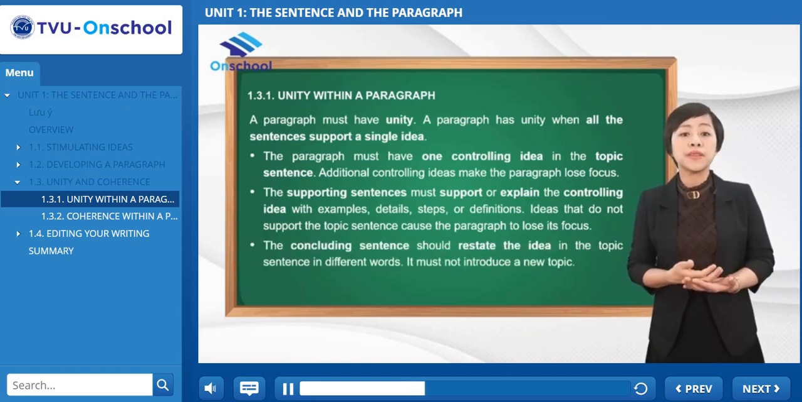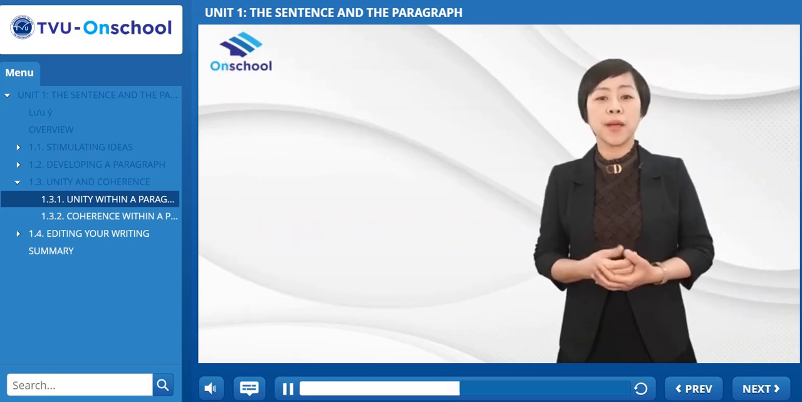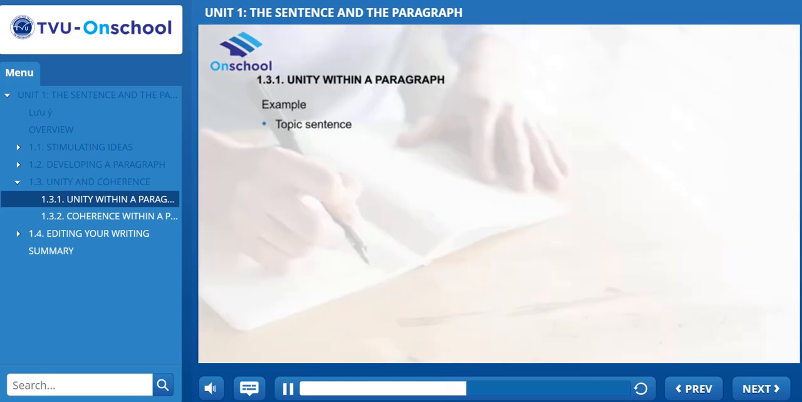The concluding sentence should restate the main idea in the topic sentence in different words. It must not introduce a new topic. Shall we look at one example to see what unity means? We have the topic sentence, "My friend Adriana is generous." Can you read the supporting sentences?